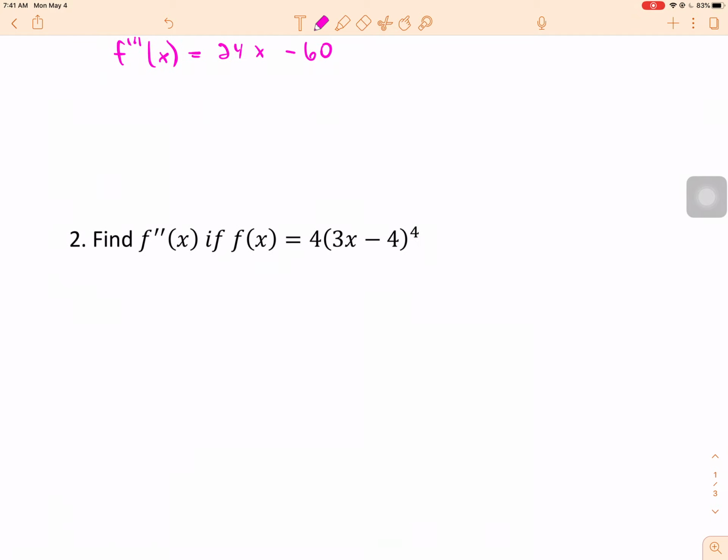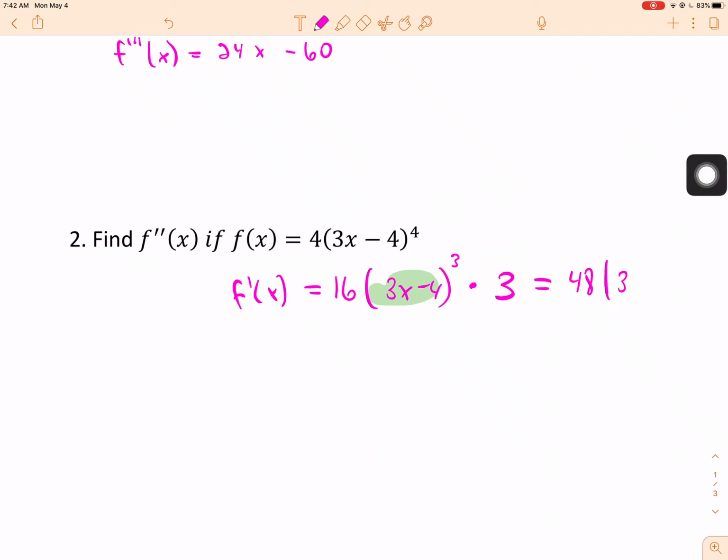Let's go to a little more difficult here. So here it says find f double prime if f of x equals 4, parentheses 3x minus 4 to the fourth. So we have a little chain rule here, right? Derivative of the outside times derivative of the inside. So that means f prime of x is going to be 16, 3x minus 4 to the third, right? Decrease the power by 1, times the derivative of the inside, which is 3. And you could simplify this by doing 3 times 16, which is 48, parentheses 3x minus 4 to the third.